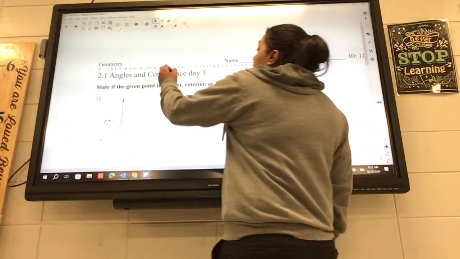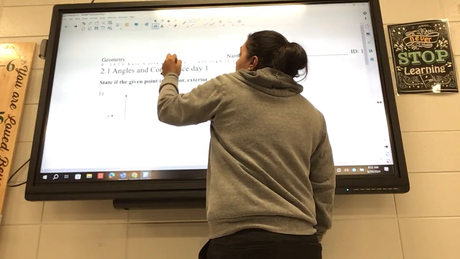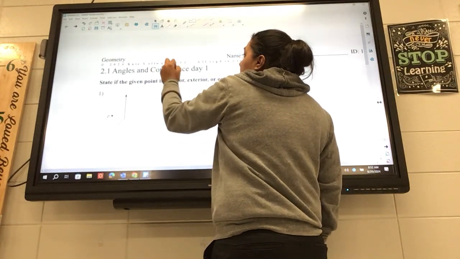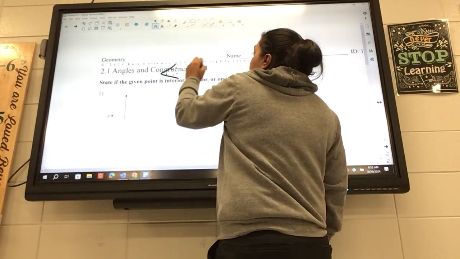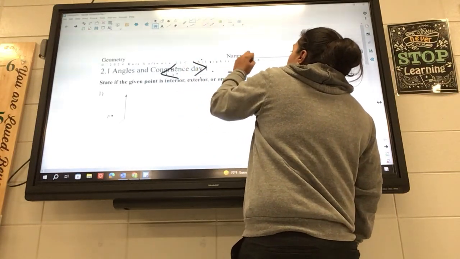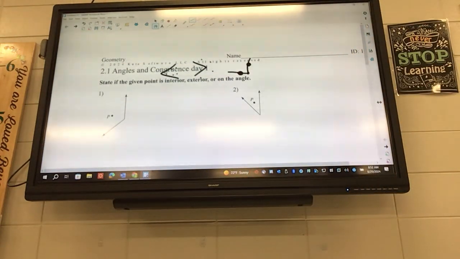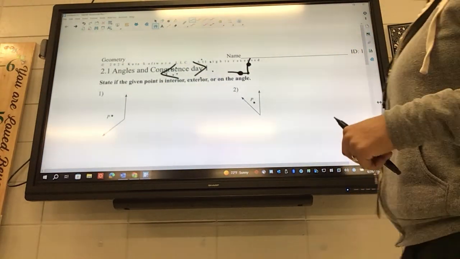So interior is going to look like this. Interior is going to be somewhere here. There's going to be a dot somewhere on the inside in the Pac-Man mouth. Exterior is going to be somewhere here on the outside. On the angle is literally going to be somewhere on the line. Okay, so it's that simple. So if we look at number one, is it interior, exterior, or on the angle?